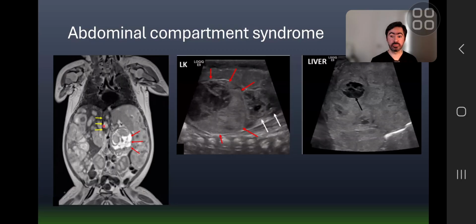The second ultrasound image is of the left kidney, and you can see the left kidney is compressed and displaced downward, and the suprarenal region is all occupied by this mass. On the third image, you can see the liver with multiple metastases. Some of them are showing necrosis.